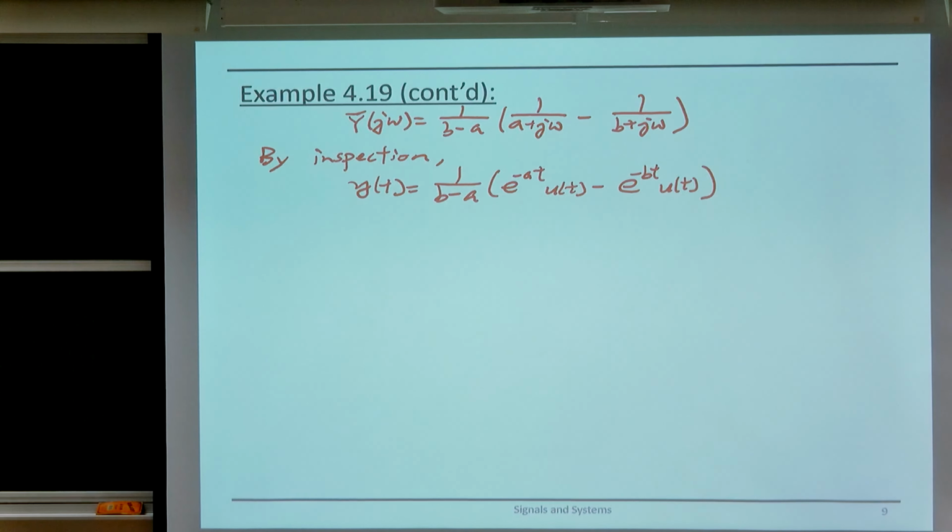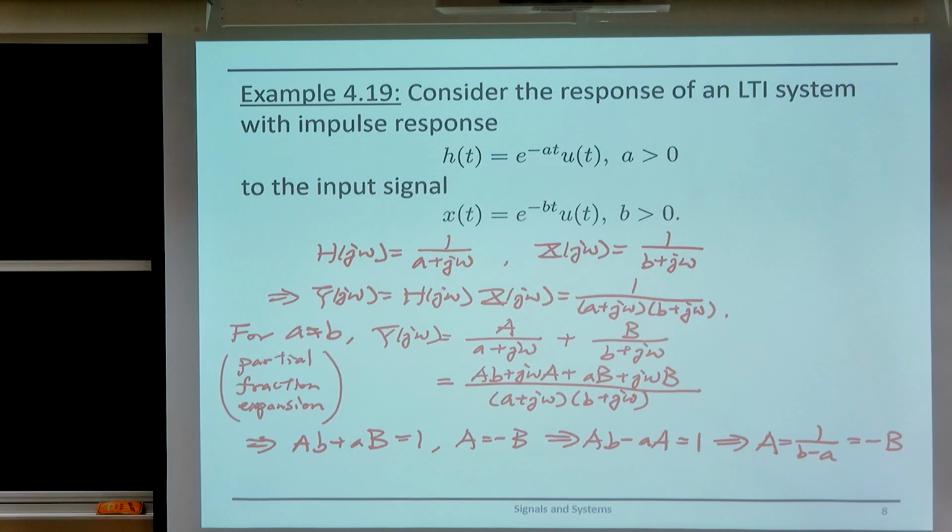Now this is when A is not equal to B, so these two factors are different. Now, if A is equal to B, then these two factors are the same, so you do it slightly differently. In that case, if A is equal to B, then you will have 1 over (A plus j omega) squared.